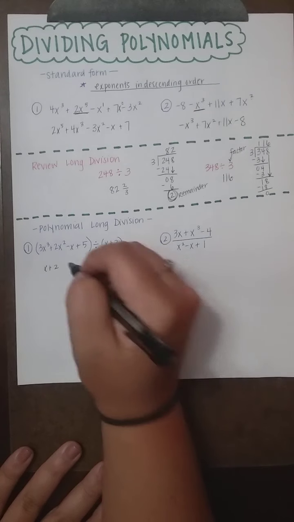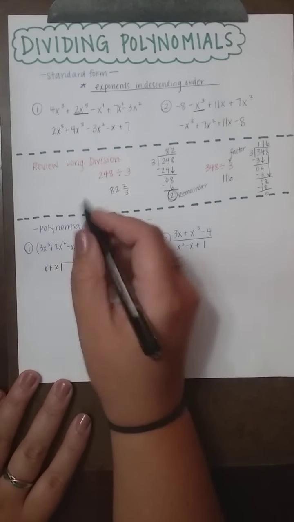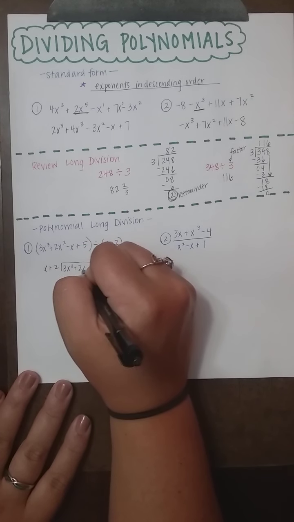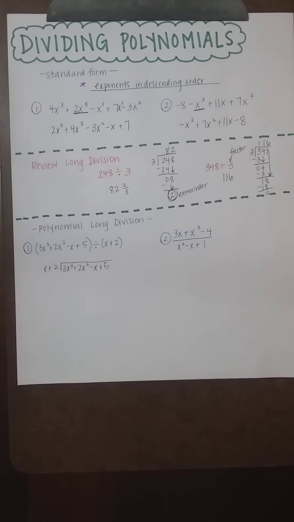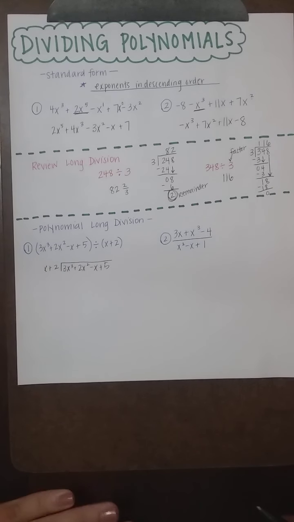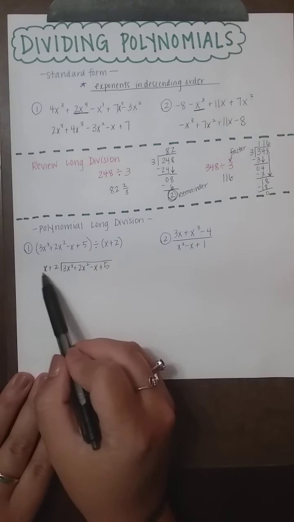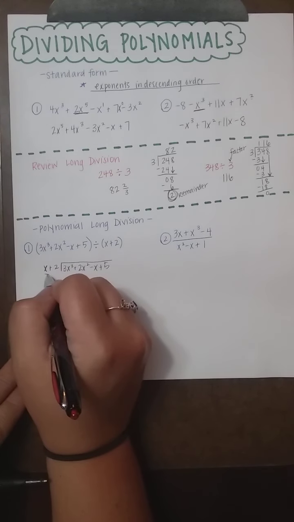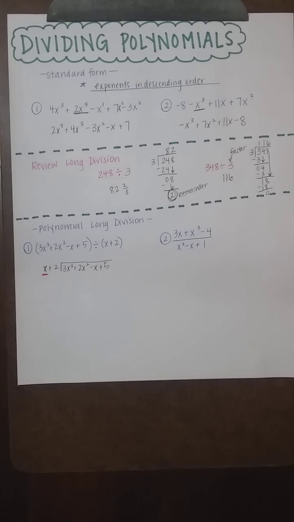The x plus 2 goes on the outside, because that's what I'm dividing by. And on the inside, I put my polynomial, 3x cubed plus 2x squared minus x plus 5, just like it's written. Now, this is a little different, because I'm not going to work with the entire x plus 2. Instead, I'm going to work with just the x part when it comes to what I write on top, right? Not the x plus 2.